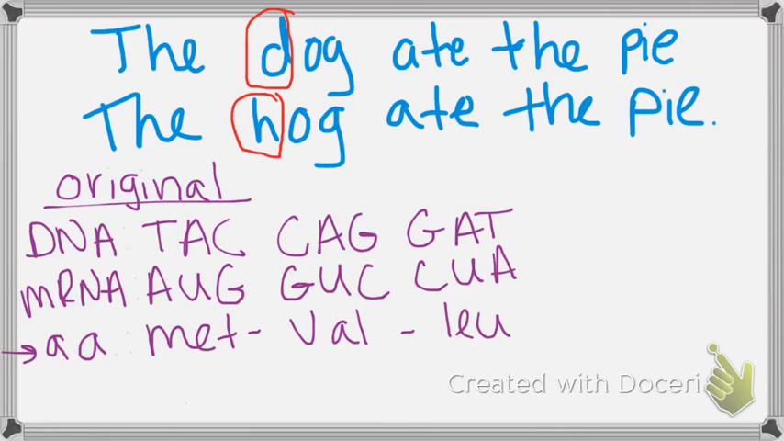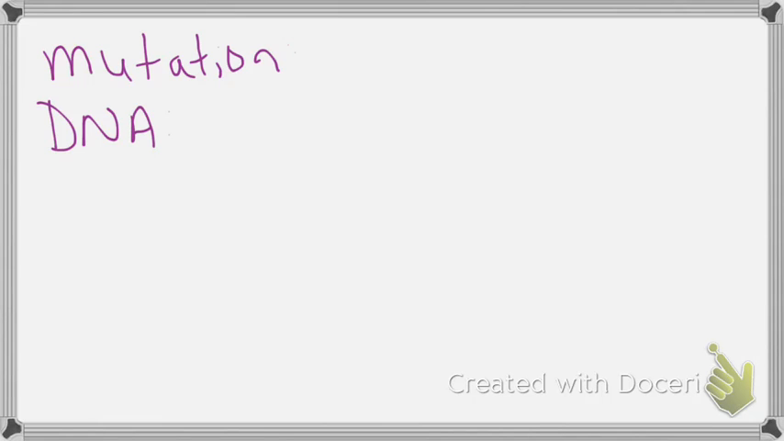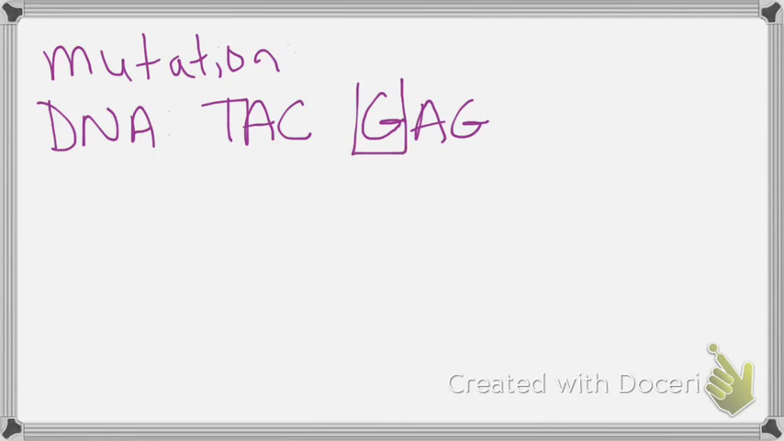So let's show what happens if we do a substitution or point mutation. Here's our mutation. Now our DNA reads TAC, which is still the same, but instead of a C next, we're going to swap out that C for a G. So it's going to read TAC, GAG, GAT.